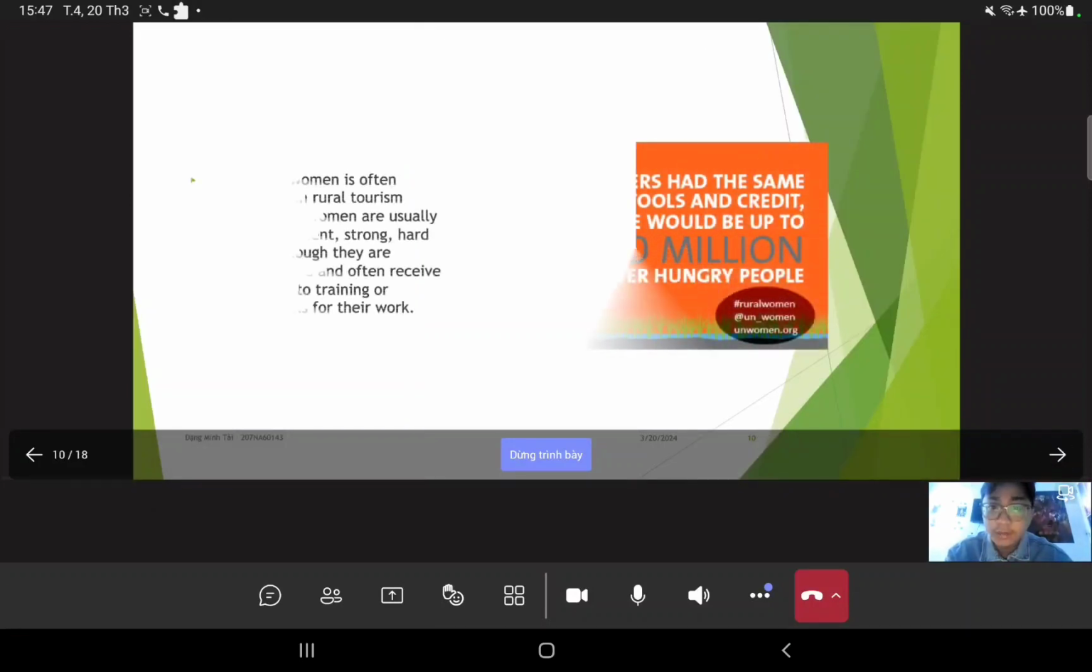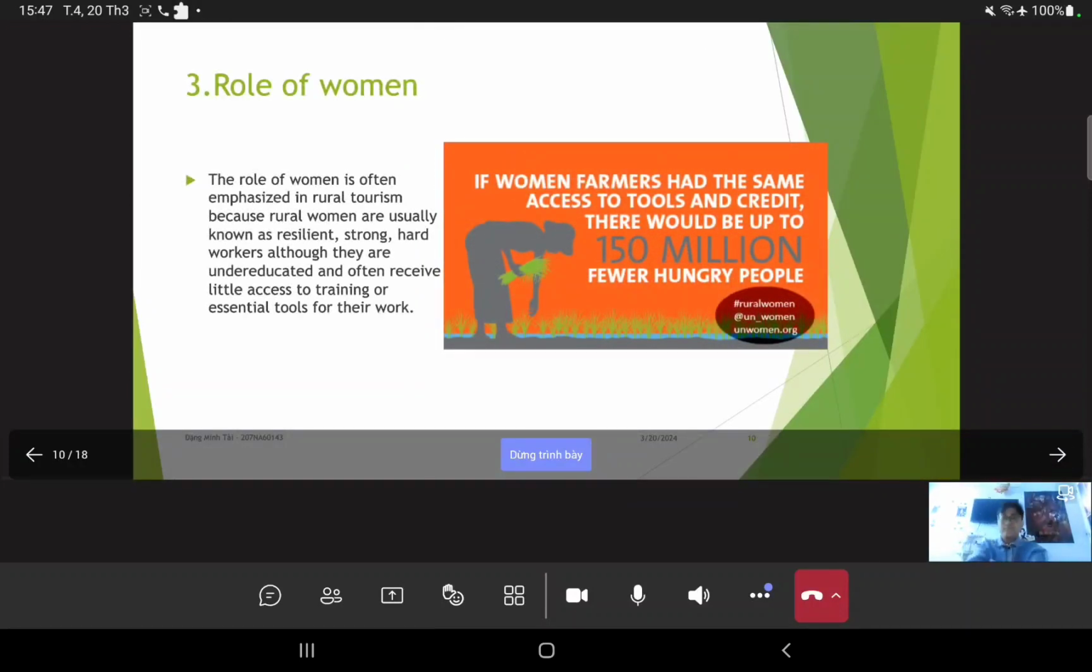So what is the role of women? The role of women is often emphasized in rural tourism because rural women are usually known as resilient, strong, hard workers, although they are often uneducated and receive little access to training or essential tools for their work.